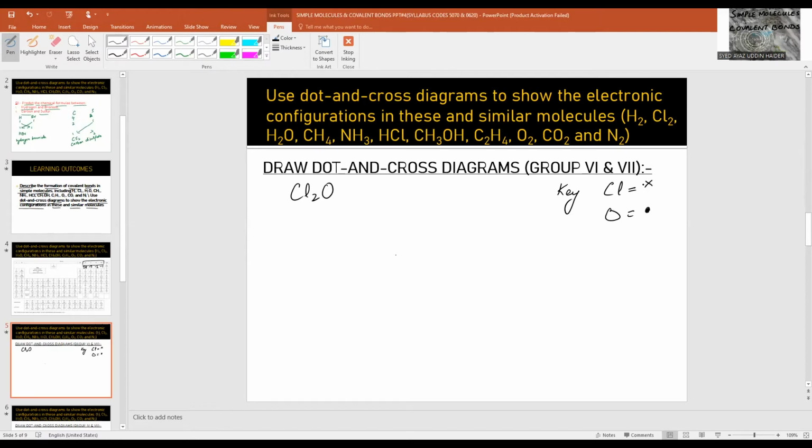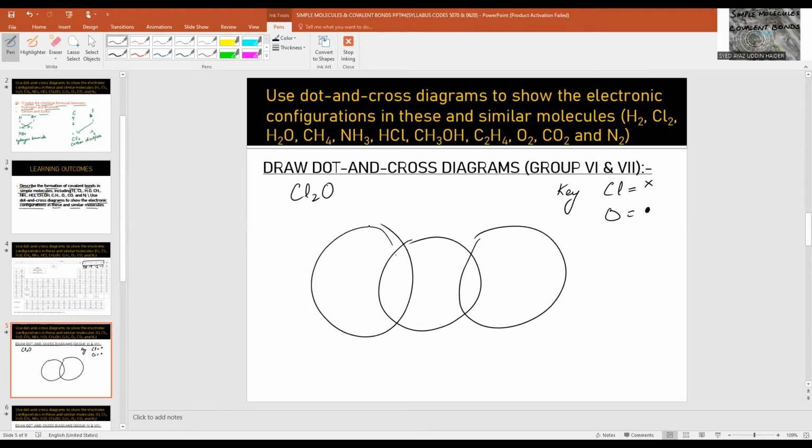An oxygen atom needs 2 electrons to complete its valence shell, while each chlorine atom needs 1 electron. Electrons will be shared in this way. In the center, you are having oxygen, 1 chlorine, 2nd chlorine. Now I am drawing their valence electrons. Oxygen needs 2 electrons, so it will offer 2 electrons to these chlorine atoms. 1, 2, 3, 4, 5, 6. 6 is the number of electrons present in the valence shell of oxygen, as it belongs to group 6.